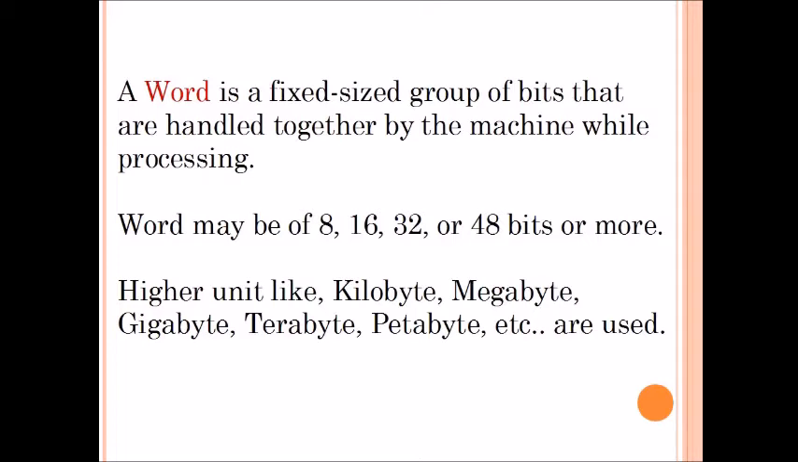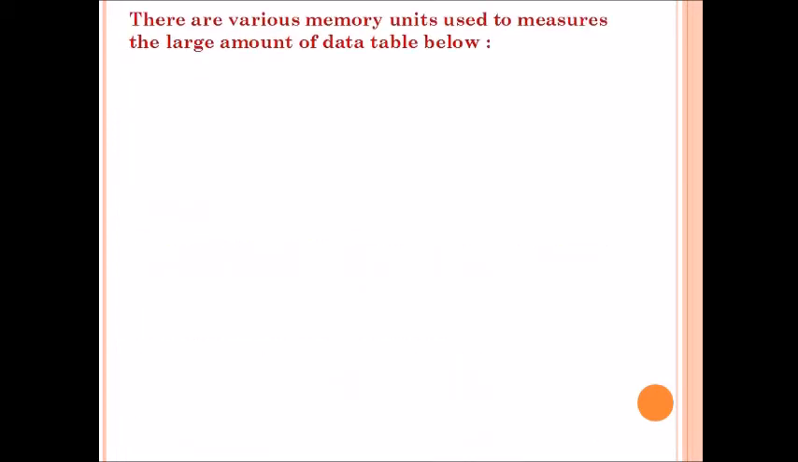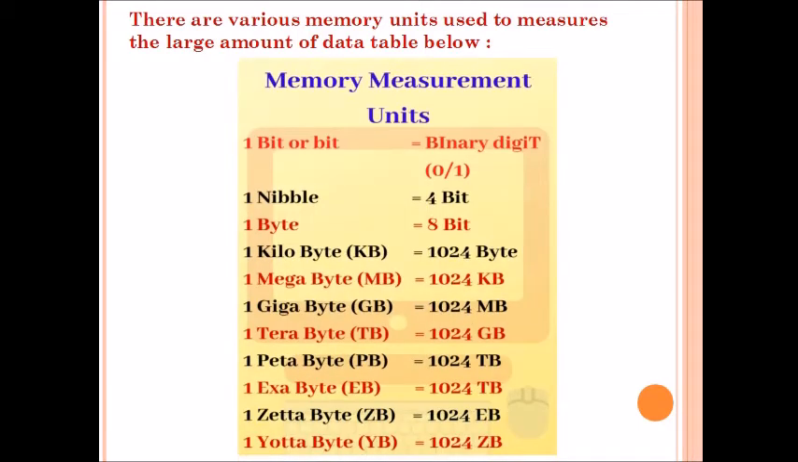The higher units like kilobyte, megabyte, gigabyte, terabyte and petabyte etc. are used to measure large amounts of data. There are various memory units used to measure the large amount of data. So this is the table of memory units. First, 1 bit equals 0 or 1. 1 nibble equals 4 bits. 1 byte equals 8 bits.